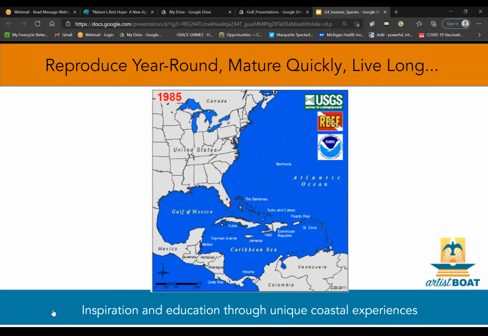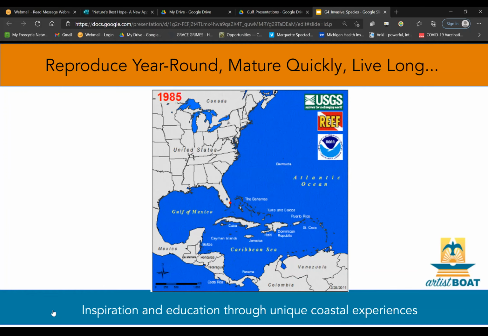So a single female lionfish spawns over 2 million eggs per year. And if you look at a common reef fish, they're only spawning once a year. So it's really easy to see how lionfish can quickly outnumber native fish populations.